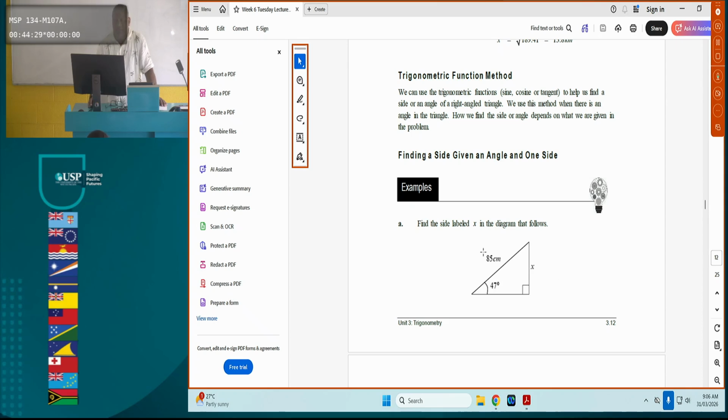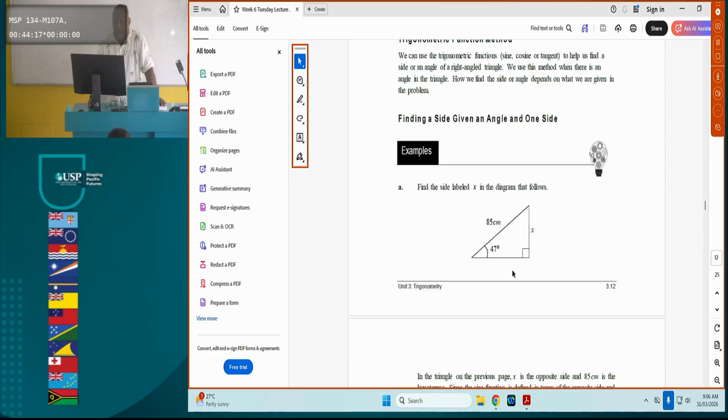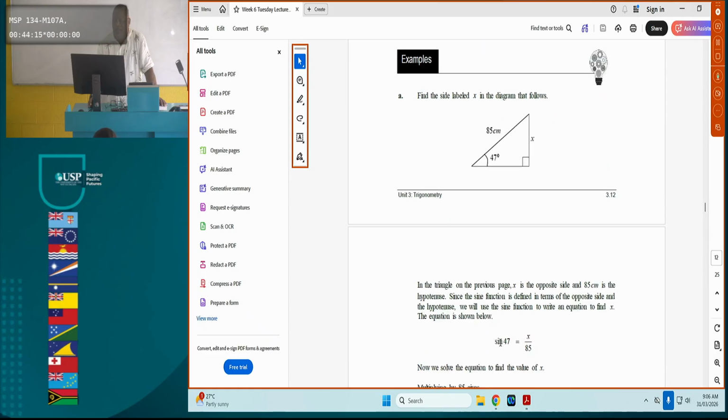Hypotenuse, yes, and opposite side. So which of the three do we use? SOH, CAH, TOA? Which one? SOH, because we are using opposite and hypotenuse. So sine 47 equals opposite over hypotenuse. And we need to find the missing side, so we'll take 85 by multiplying it to the left.